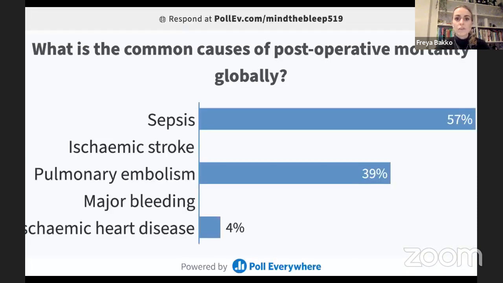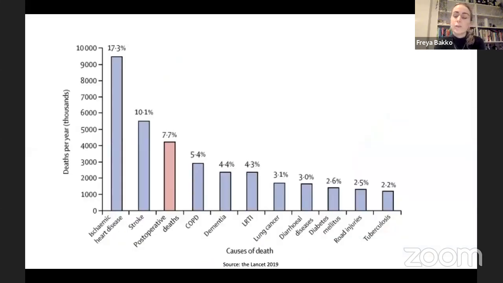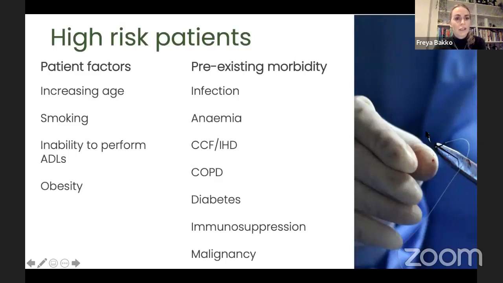Right, so what is the most common cause of post-operative mortality globally? And the answer, which is actually quite a few of you have answered, is ischemic heart disease. So according to the Lancet, the most common cause of post-operative morbidity, so that will be within 30 days of the surgery, is ischemic heart disease, accounting for as many as 17.3% of surgical patients. Stroke accounts for 10%, and COPD 5.4%, so they're the most common causes.